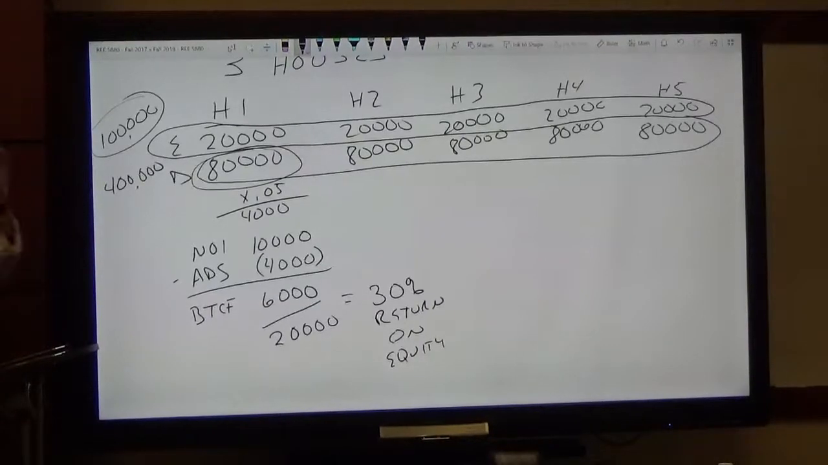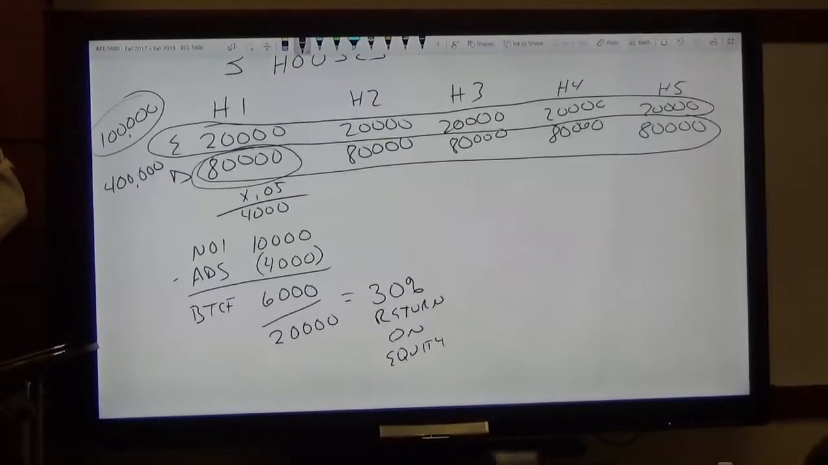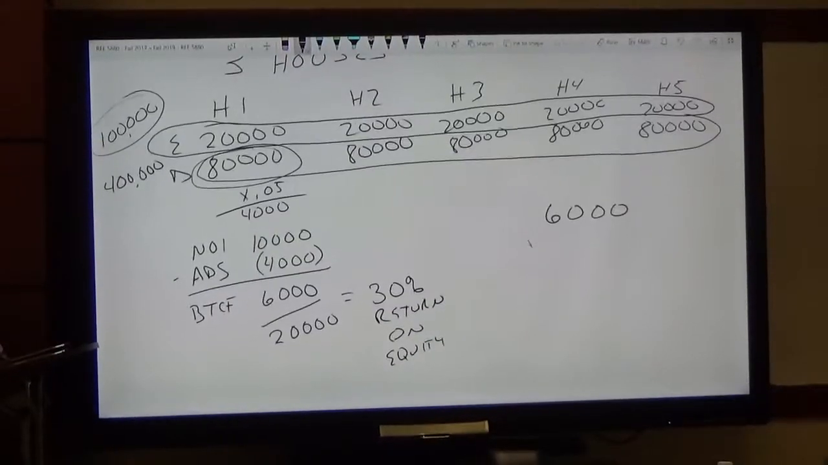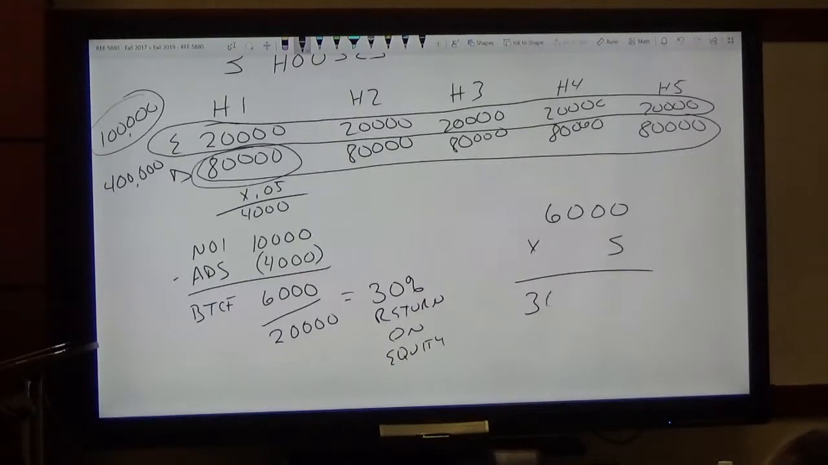Now, that's for just one house. I know, it's just for one house, but it's going to be the same for each of the houses. Here's also the thing to consider. You're getting that before-tax cash flow, $6,000 times 5 houses, or $30,000 of raw cash income, okay? Yes? Okay, now, that's the money we're getting per house, $6,000 times 5 is $30,000.